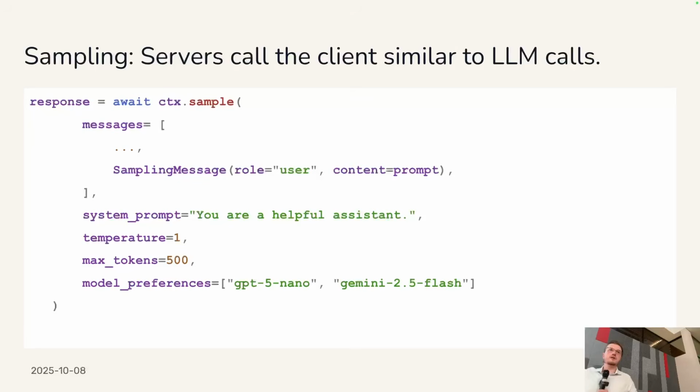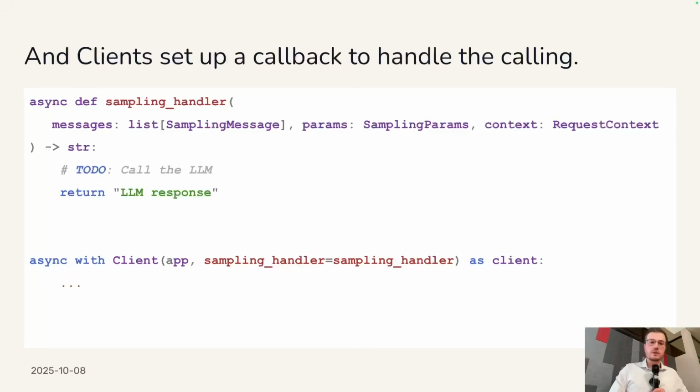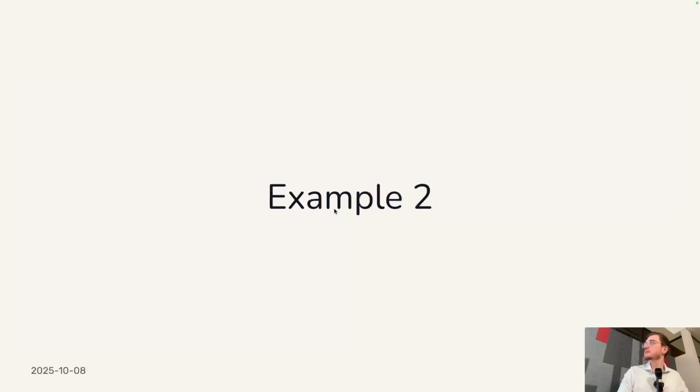The other one is that you can specify model preferences. What model preferences do is tell the client, ideally, take this request and send it to the first model in the list. If not, go down the list and send it to the model that you have access to. If you have access to none of them, anything will do. The way that looks in code is you have the sampling handler on the client side, specify the handler, off you go.